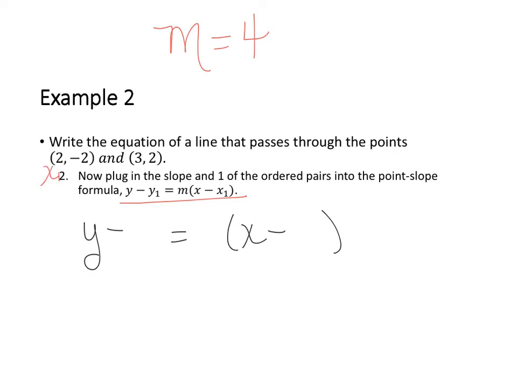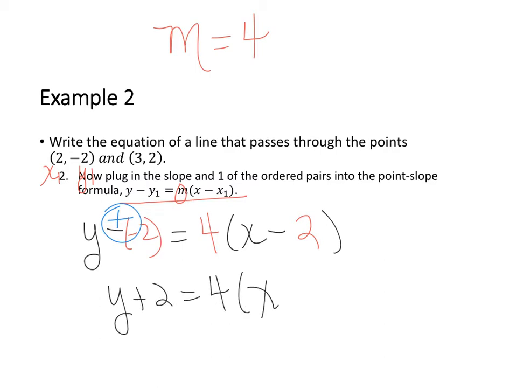And since I labeled this one x1, y1, I'm going to use that point when I plug it in the formula. So y minus y1, which is -2, equals my m, which is always my slope, 4, times x minus my x1. And I'm going to simplify this a little bit. Remember, my minus minus is a big old plus, so my formula ends up being y plus 2 equals 4 times x minus 2. And that's my equation in point-slope form.